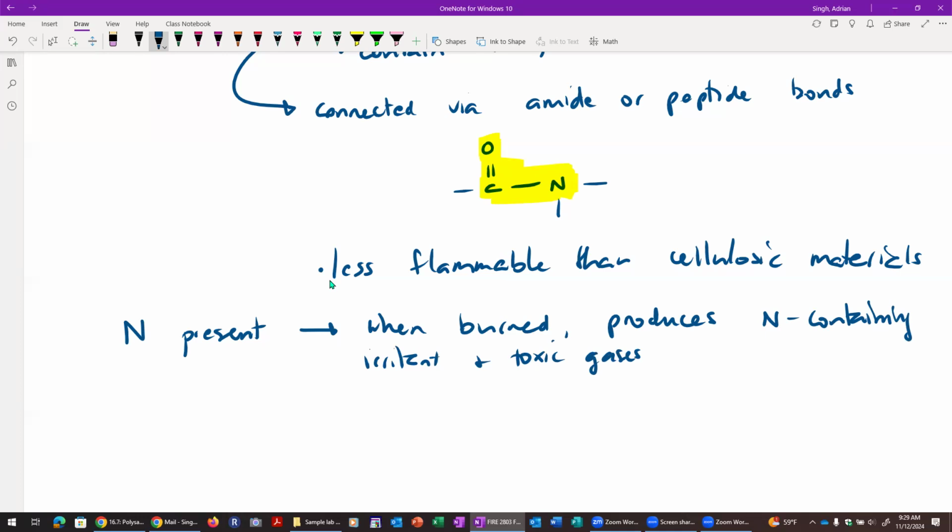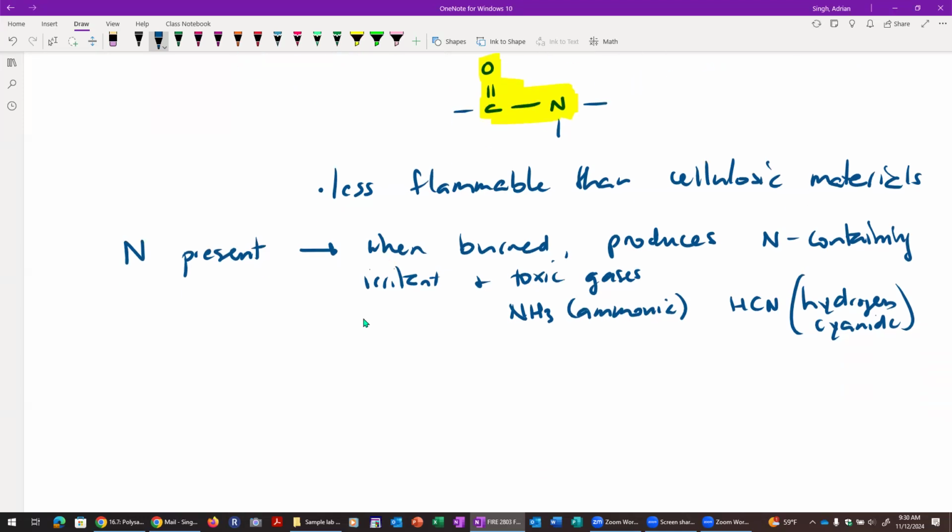Okay, so for example, you can get ammonia, NH3, you get hydrogen cyanide, HCN. So definitely, combustion of these things produces additional gases that are inherently more dangerous than carbon dioxide or water vapor.